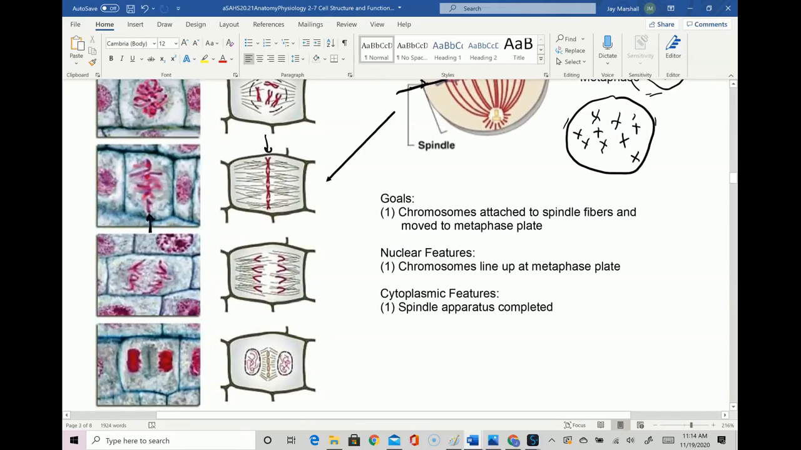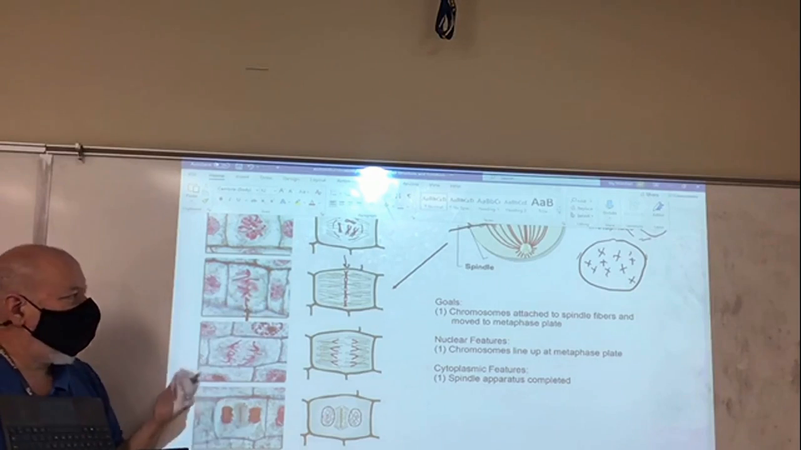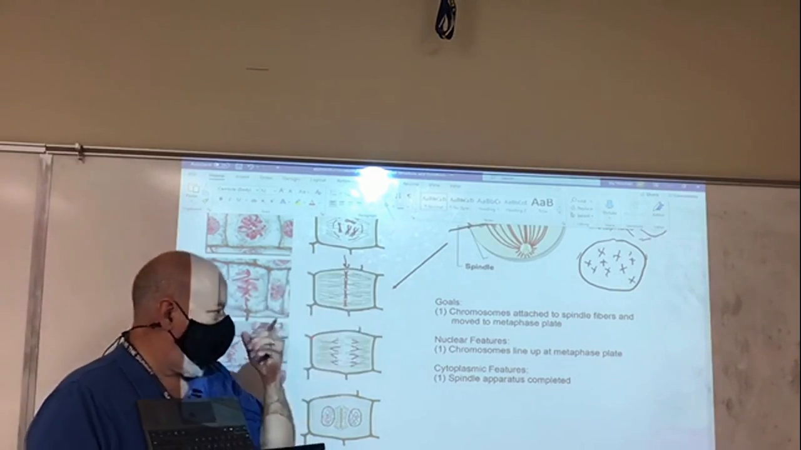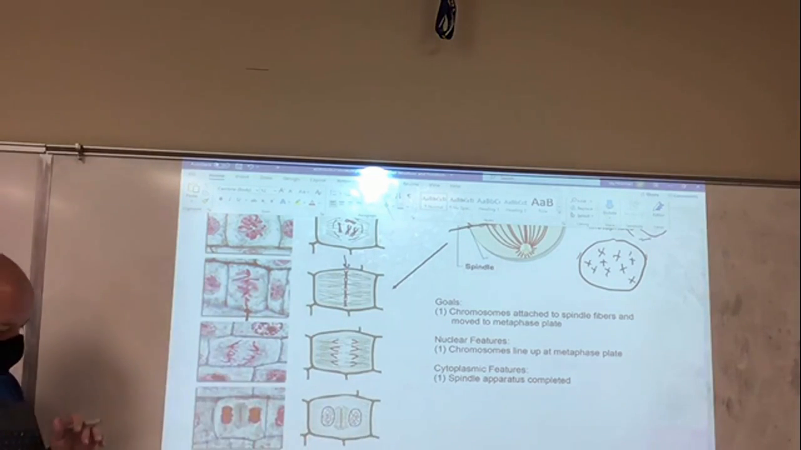So, the only nuclear feature I have is that the chromosomes are lined up at the metaphase plate. I don't really need to memorize that. I can see it. That's the nuclear feature that I'm worried about. And the spindle apparatus is completed. You can almost kind of see it here. You can see little lines. You're not really supposed to be able to see microtubules, so it's really more of just a haziness there, a suggestion that there's a spindle apparatus. But the spindle apparatus is complete at this point. Okay? So that would be my cytoplasmic feature that I would be thinking of here.